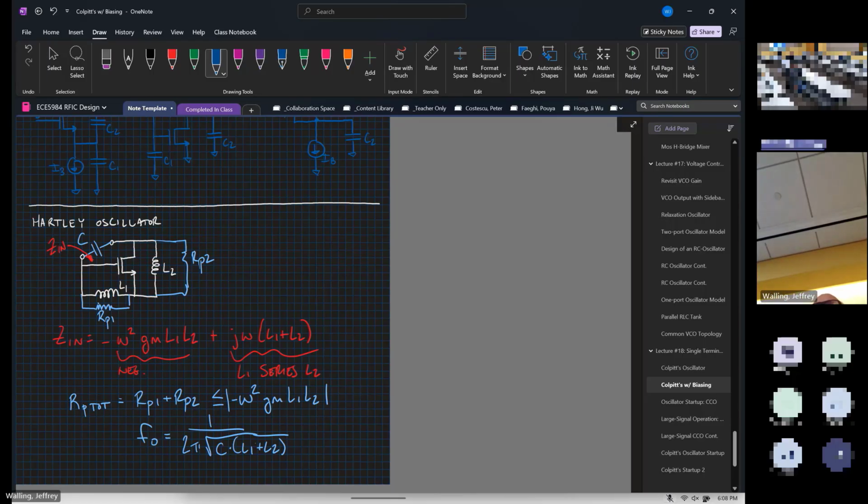Anybody know what Hartley is famous for? Really famous for, other than this oscillator, which is a fine oscillator? Something else that we use in RF circuits.